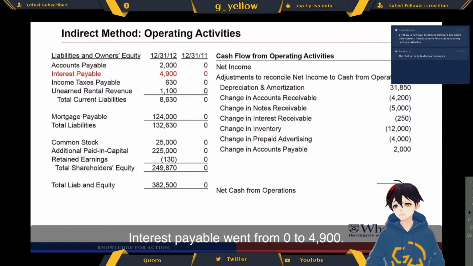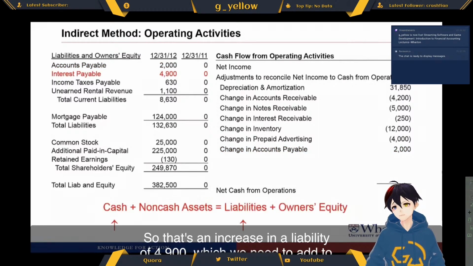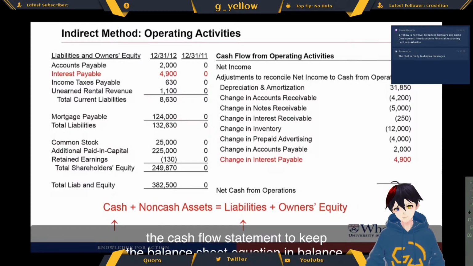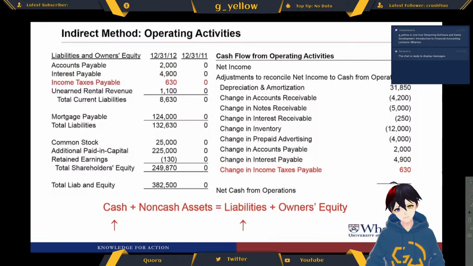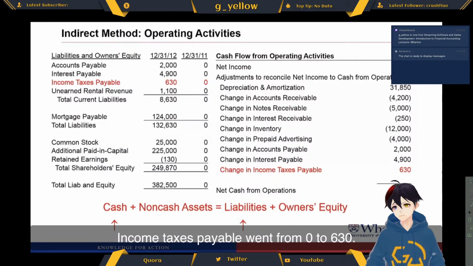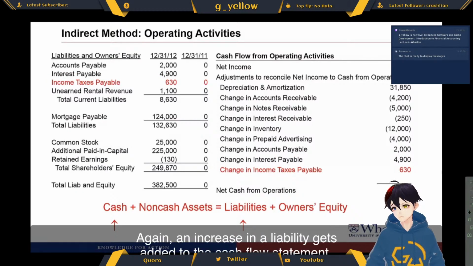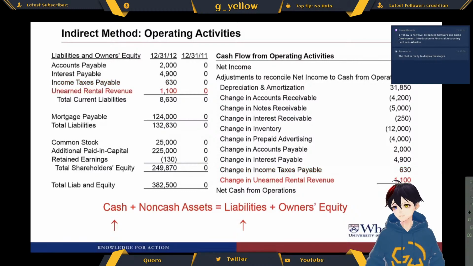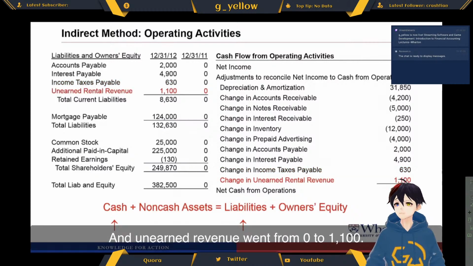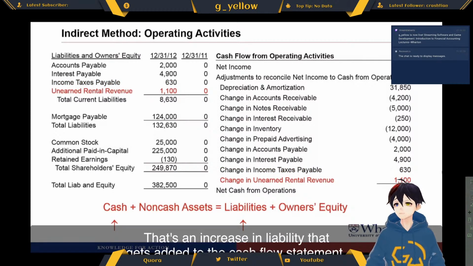Interest payable went from 0 to $4,900. So that's an increase in a liability of $4,900, which we need to add to the cash flow statement to keep the balance sheet equation in balance. Income taxes payable went from 0 to $630, again, an increase in a liability, gets added to the cash flow statement. And unearned revenue went from 0 to $1,100. That's an increase in liability that gets added to the cash flow statement.